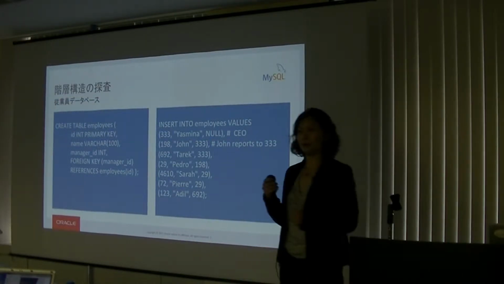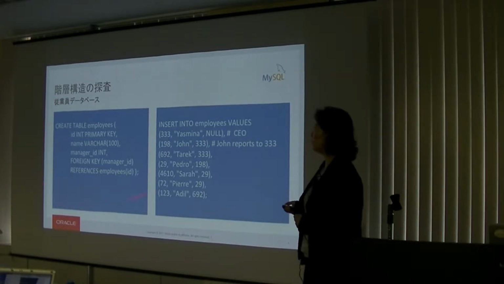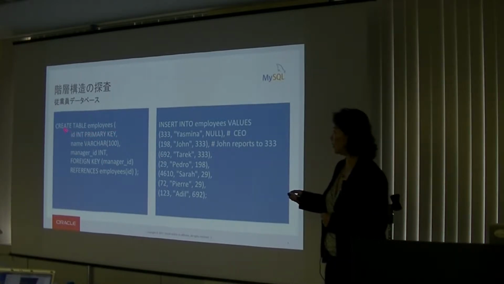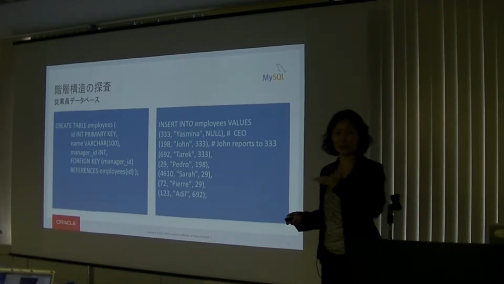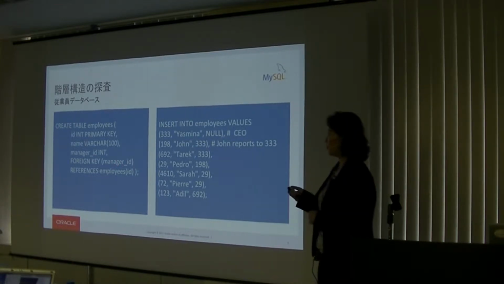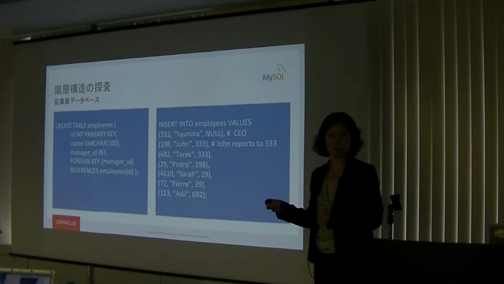Now this is an example that shows how CTE works. We create a table, employees, with employee ID, name, manager ID, and a foreign key on manager ID that references employee ID. This means that there's a hierarchy inside the employee table because the employee could have a manager, which is another record in the employee table.